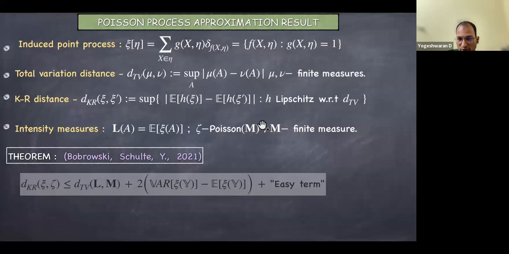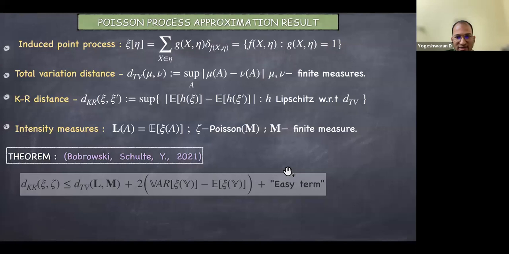You have to get an approximation. Then it is the variance minus the expectation of a random variable. Xi is a point process. Xi of y is the total number of points. It's a random variable. So it's the variance minus the expectation of a random variable. Plus I'm saying something, an easy term. I'm not going to hide the easy term from you. Here it is.